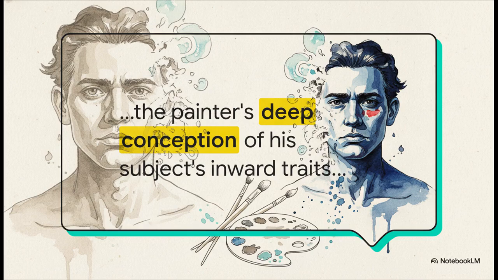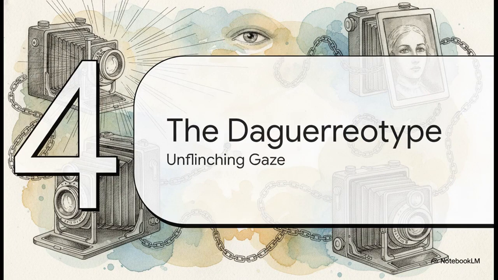He writes that the painter's deep conception of his subject's inward traits has wrought itself into the essence of the picture and is seen after the superficial coloring has been rubbed off by time. Hawthorne really believed that an artist's intuition could capture a truth-revealing insight. Even as the physical paint fades away, the deeper psychological truth of the subject just remains clear to anyone willing to really look.